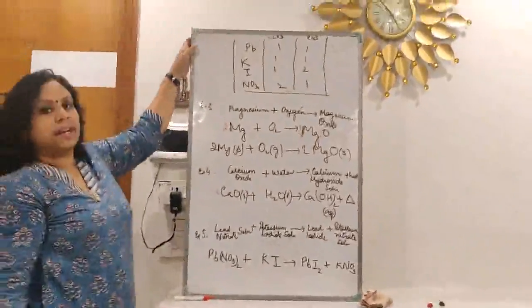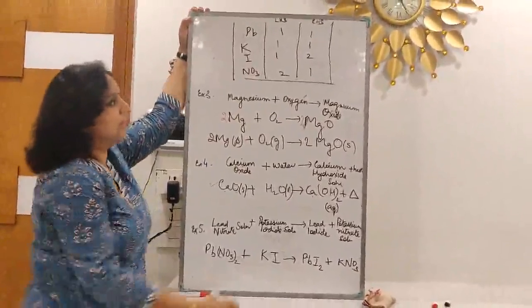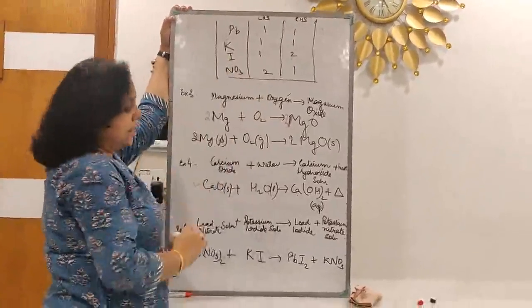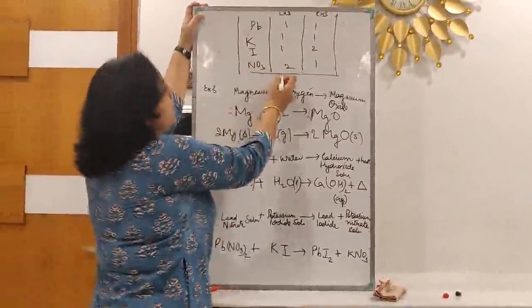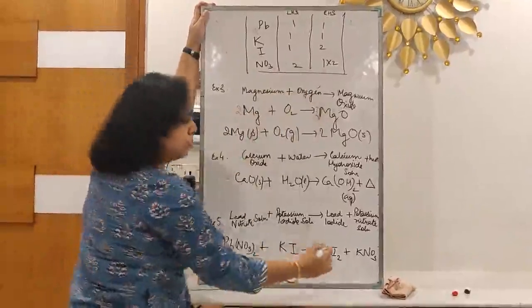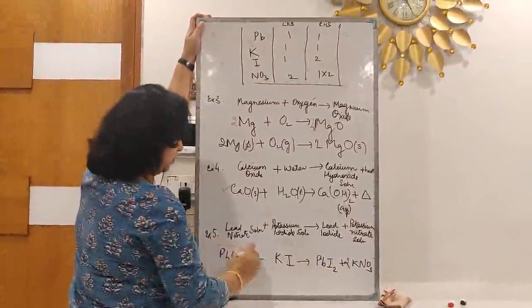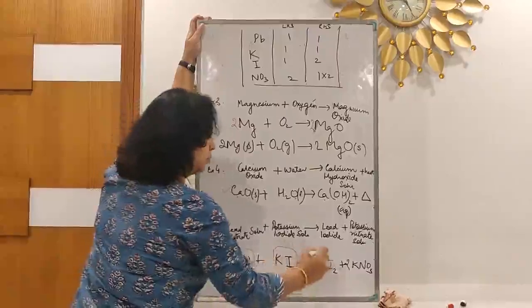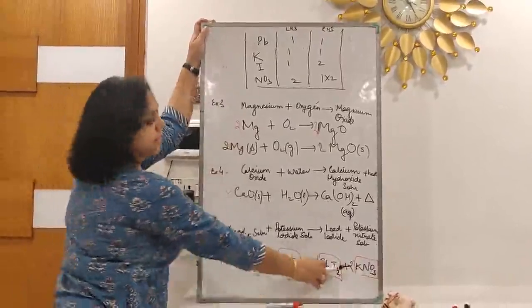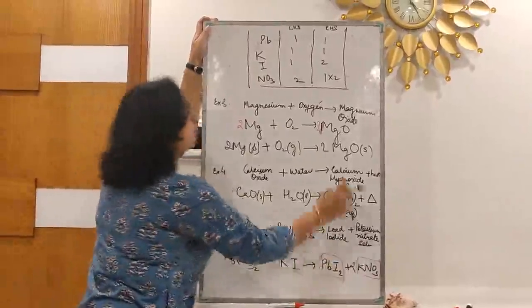So we see that we need to start with balancing nitrate or iodine. If we multiply it by 2, both of them become 2. Over here I write 2. When I write 2, we see the potassium also gets changed because it is KNO3.